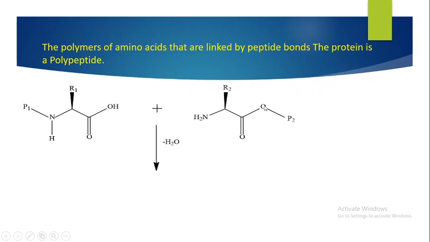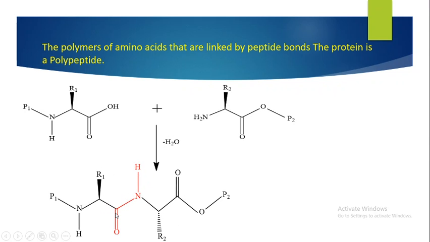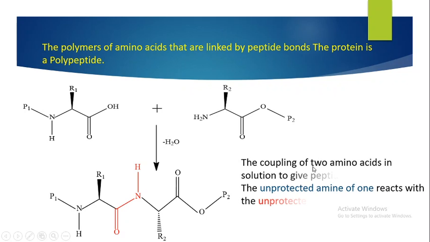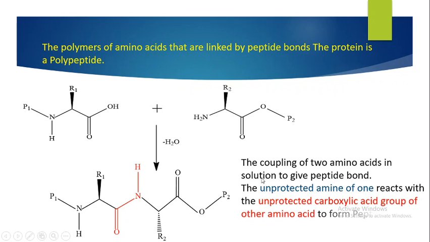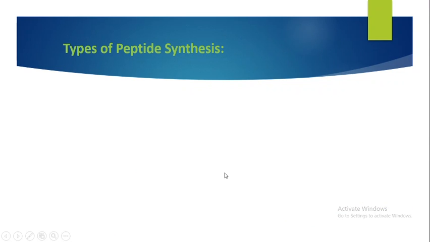And when these two amino acids are coupled, we get a new peptide chain in which this is the C double bond O bond NH, this peptide bond. This is the newly formed peptide linkage. So the coupling of two amino acids in solution gives the peptide bond, the unprotected amine of one reacts with the unprotected carboxylic acid group of the other amino acid to form the new peptide bond.